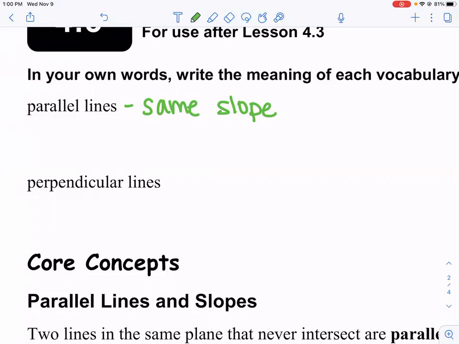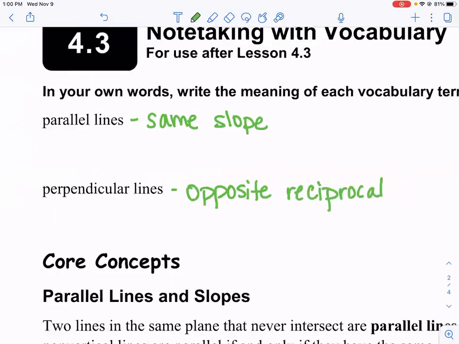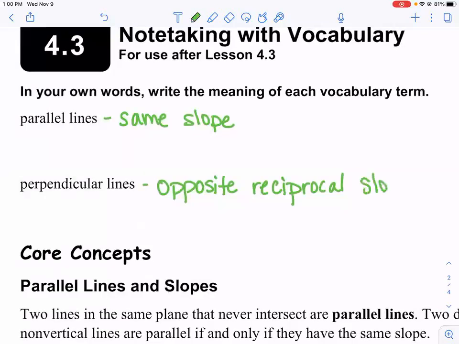Okay, and what did we say about perpendicular lines? What kind of slopes did we? Okay, opposite reciprocal slopes. This is the foundation for everything we do today and tomorrow.